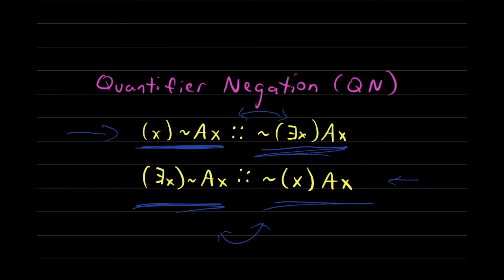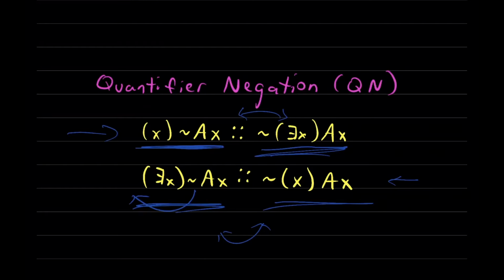Functionally, you can take this negation, move it outside the quantifier as long as you change the quantifier to the opposite quantifier, from an existential quantifier to a universal quantifier, or vice versa, from a universal quantifier to an existential quantifier. Okay, so this is a pretty easy rule to understand.